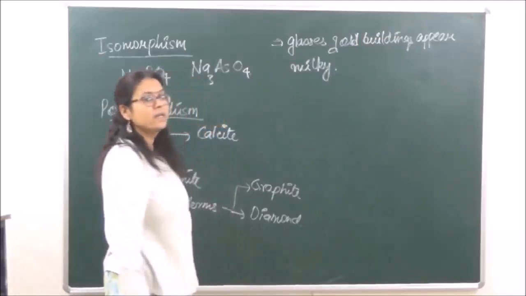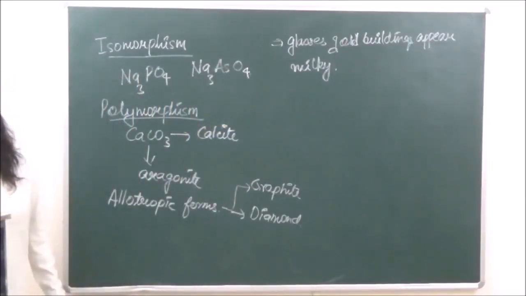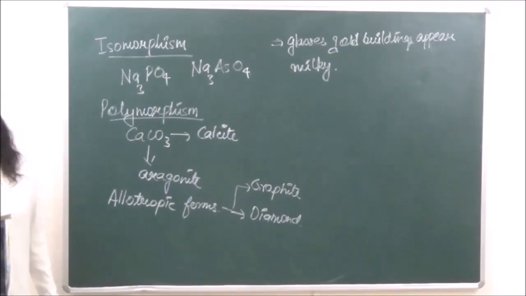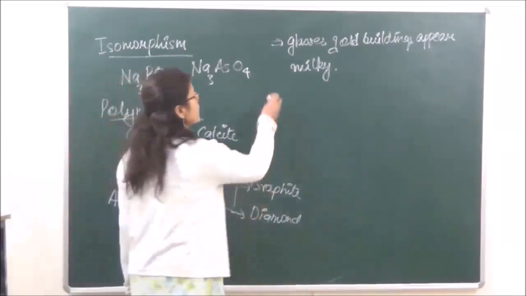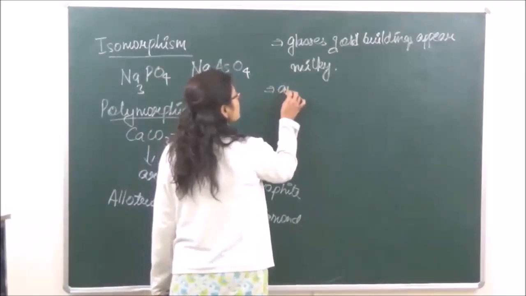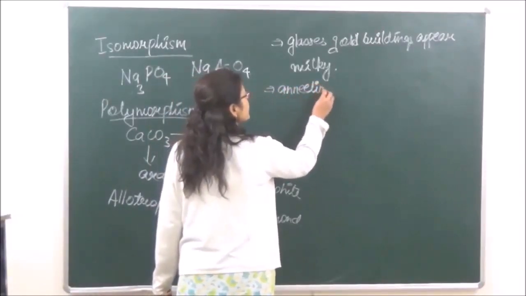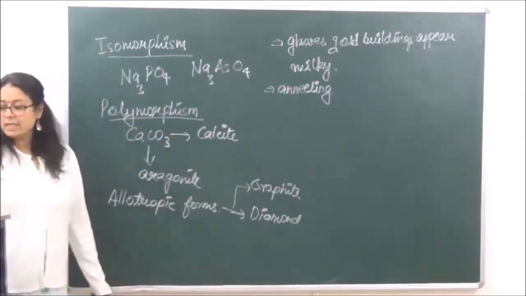appear milky in nature. The answer to this is that when we are heating a solid and then slowly cooling it, this process of heating a solid and then cooling it is known as annealing.